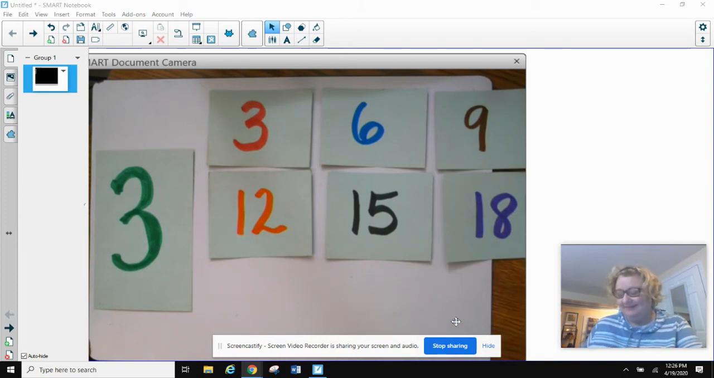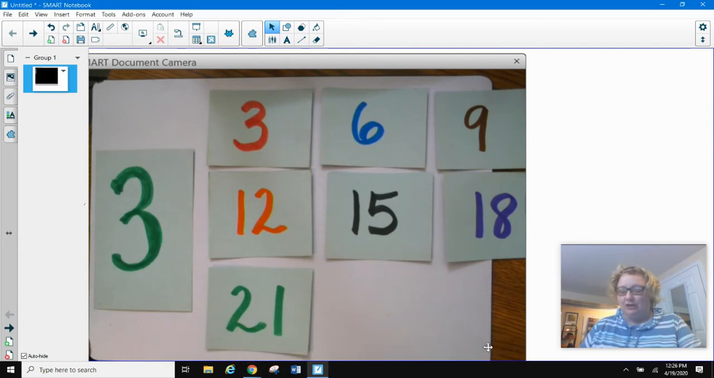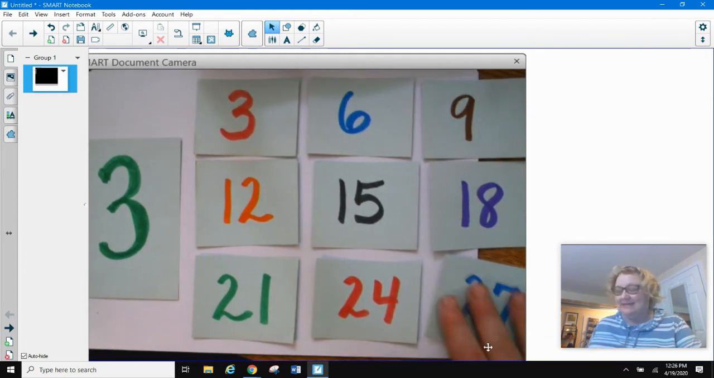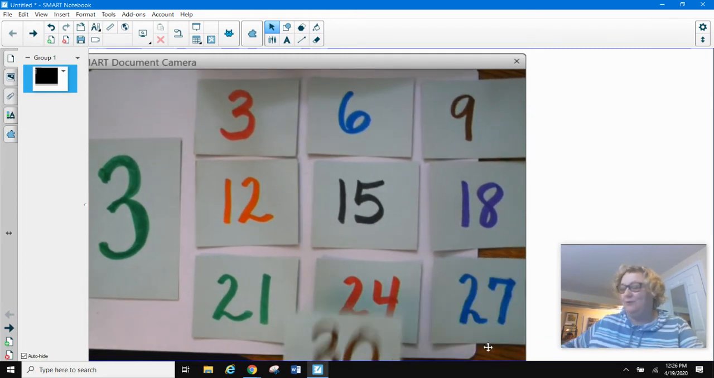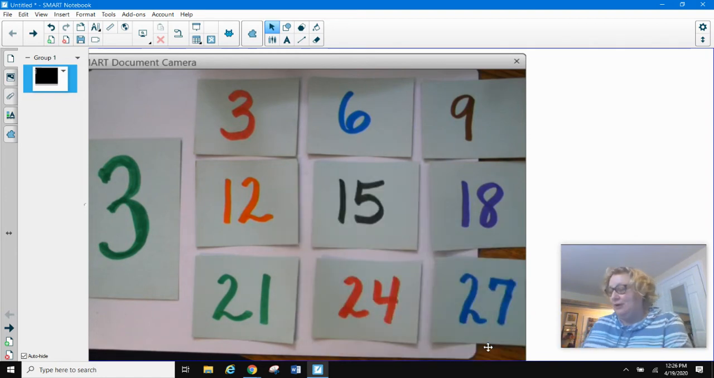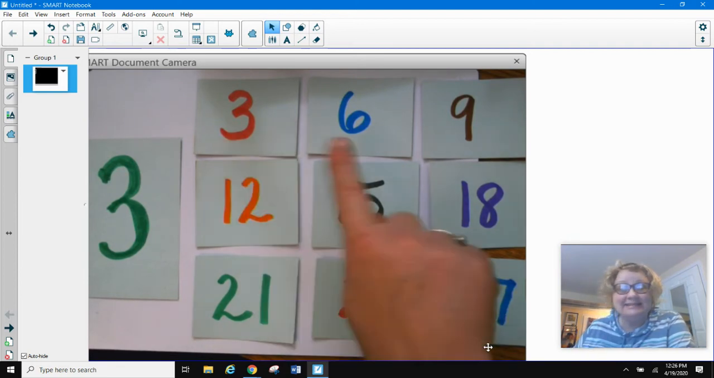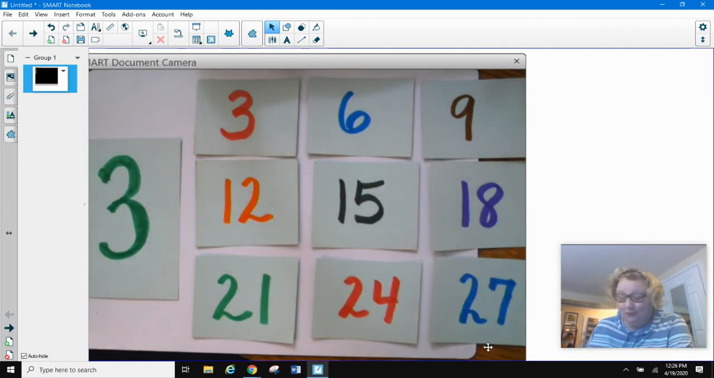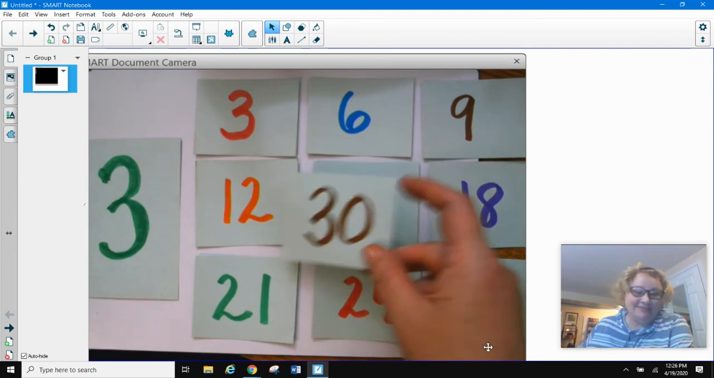What's next? Yep, 3 times 7 is 21. Let me hide that. 3 times 8 is 24. That's another multiple of 3. 3 times 9, 27. And 3 times 10, our last multiple, and I don't have room on the page for it, but it's 30. So if someone asks you what are multiples of 3, you're going to say, I know what a multiple is because it just means I'm skip counting. 3, 6, 9, 12, 15, 18, 21, 24, 27, and 30.